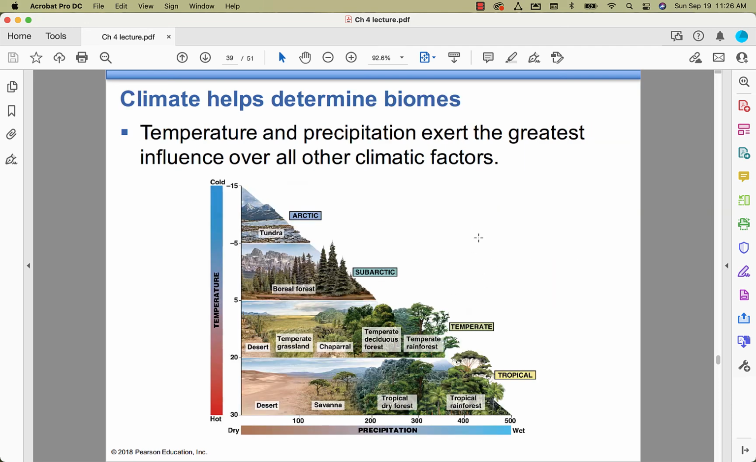This is a very, very cool diagram. So climate is based on temperature and precipitation. The x-axis talks about the amount of precipitation from dry to wet. And then the y-axis talks about temperature from hot to cold. So if it's dry and hot, we call it a desert. If it's wet and hot, we call it the tropical rainforest. If it's dry and cold, it's the tundra. This is a very cool diagram to help you figure out temperature versus rainfall.